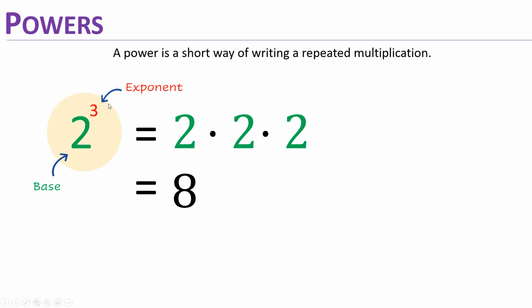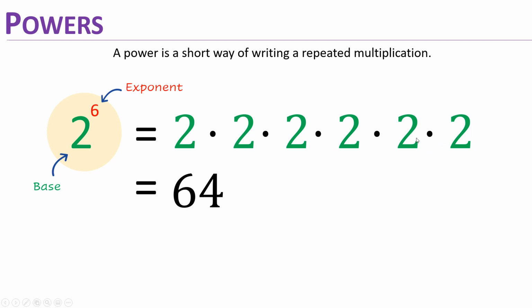If we increase the exponent, we will multiply by 2 more often. So 2 to the power of 4 is 2 times 2 times 2 times 2, which is 16. And 2 to the power of 5 means we multiply by 2 another time. And 2 to the power of 6 means we multiply by 2 another time. Whenever our exponent grows 1 larger, the result doubles. And the reason is that the base here is 2.